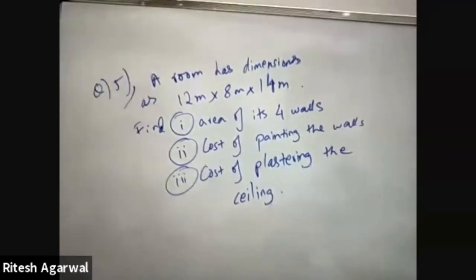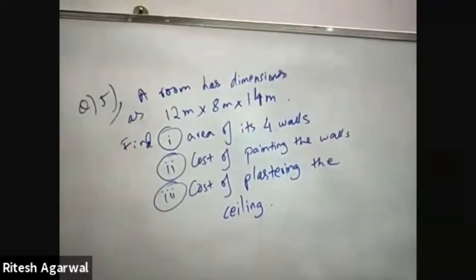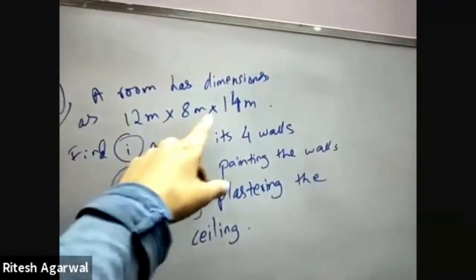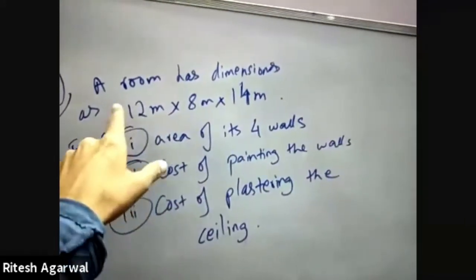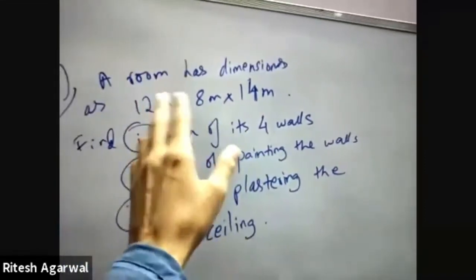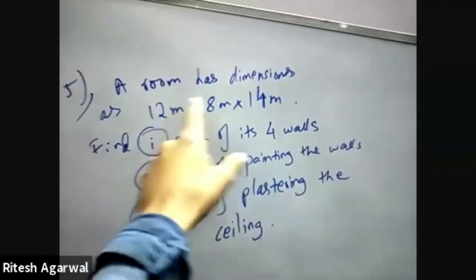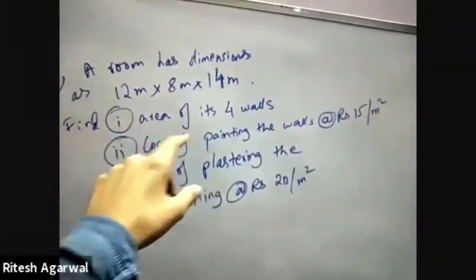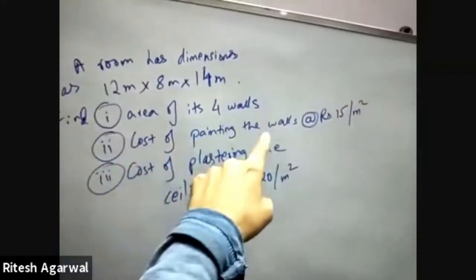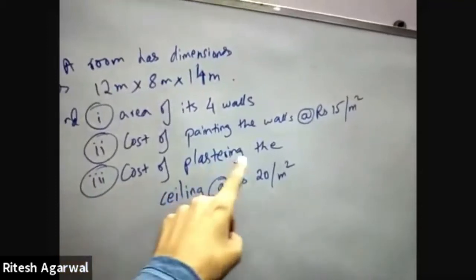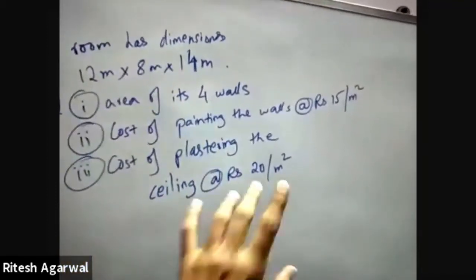Okay, so question number 5 is, a room has dimensions as 12 meter by 8 meter by 14 meter, which means that this is length, this is breadth, this is height. So dimensions are given in the order of length, breadth, height. Find number 1, area of its 4 walls. Number 2, cost of painting the walls at rupees 15 per square meter. Number 3, cost of plastering the ceiling at the rate of rupees 20 per square meter.